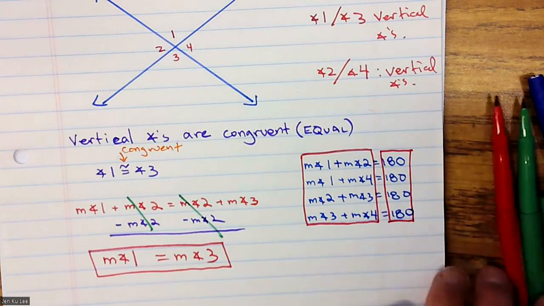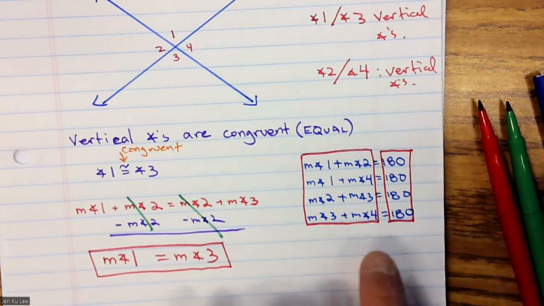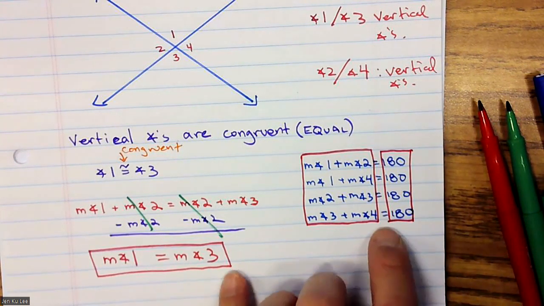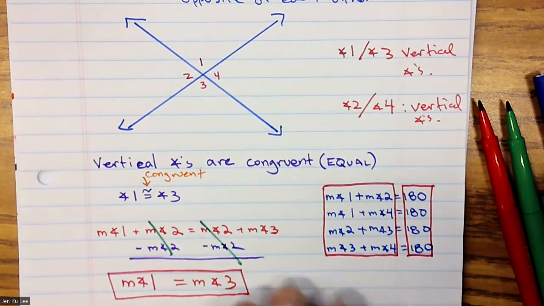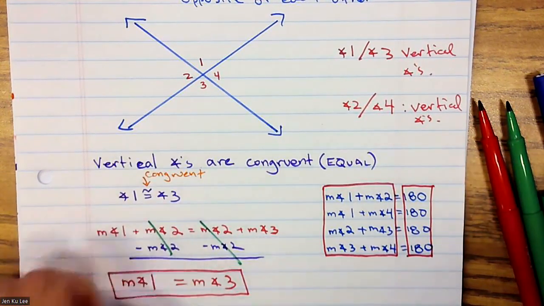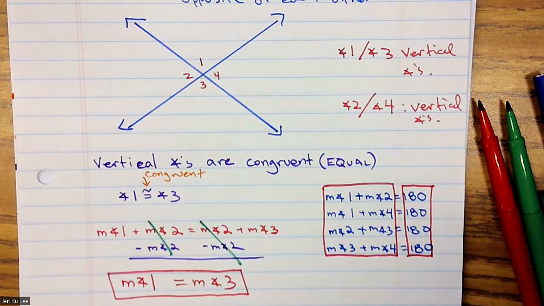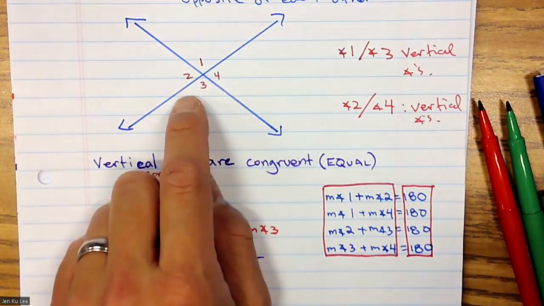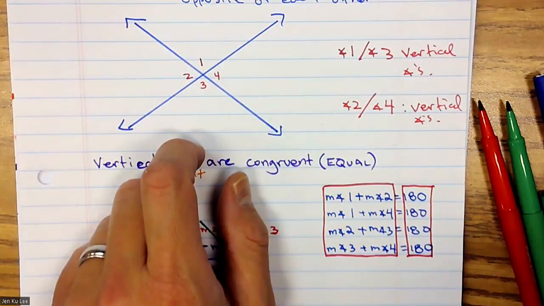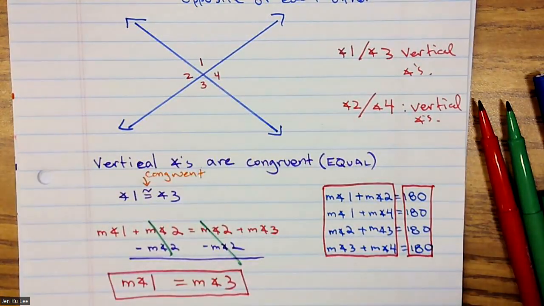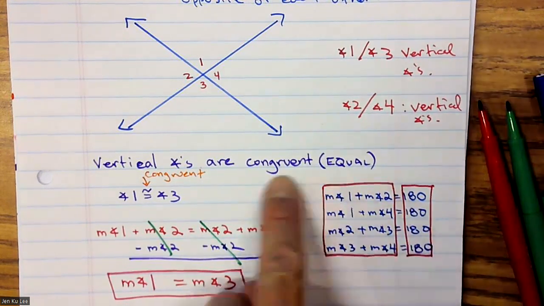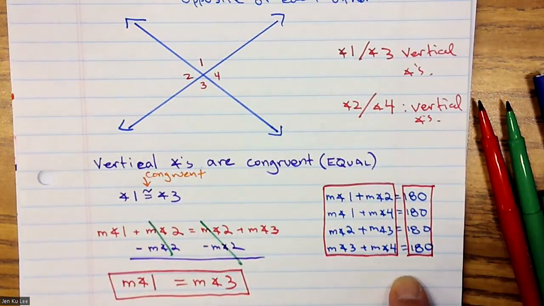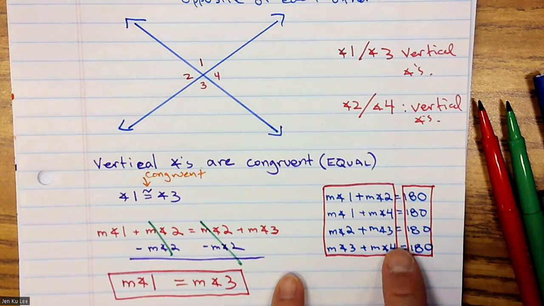Train your brain to think this way. When we are doing proofs, we're never going to use any assumptions. You're never ever going to say angle 1 is equal to angle 3 because they look like it. Yeah, it does look like it, and yeah, they are. But we're never going to assume that. We have to prove it. And this is the way you prove it, by using facts.